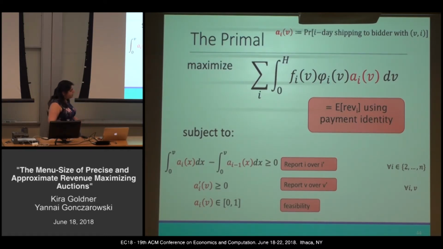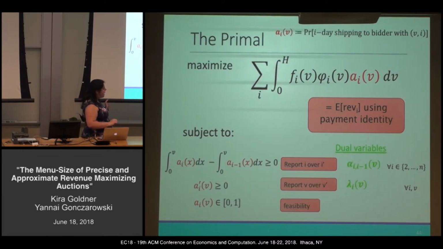So now I'm saying maximize my revenue subject to: I should report my true deadline, my true value, and my allocation being feasible. Okay? One comment I'll make is that this "I should report my true deadline" turns into this area under the allocation rule constraint, which we'll see more later. But I'm not expecting you to know where this came from.